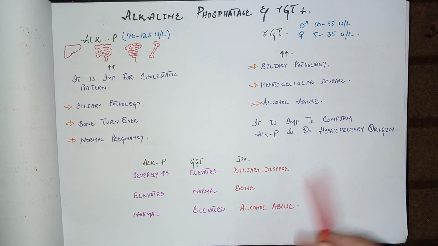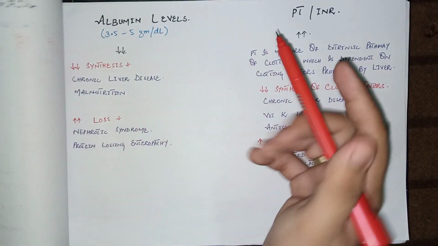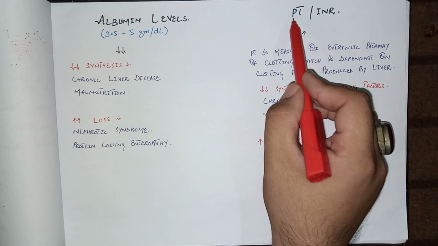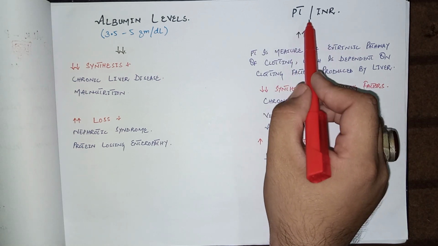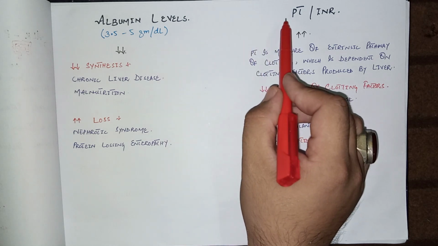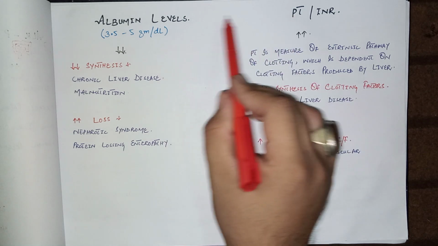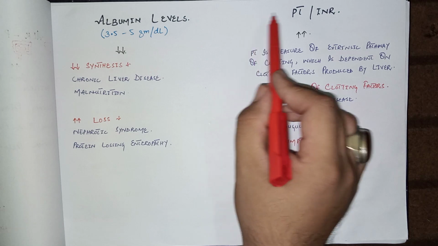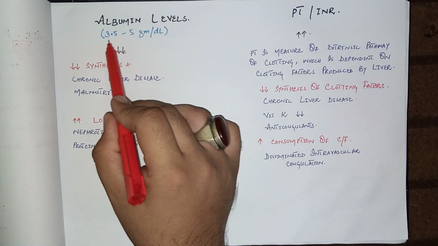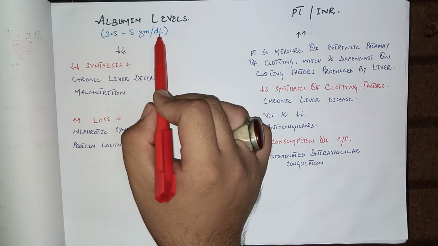Now come to the other parameters, albumin levels. Albumin, as well as PT-INR, prothrombin time and international normalized ratio. These two parameters are very important for the synthetic function of the liver. These are also included in liver function tests. Albumin levels in the normal range are 3.5 to 5 grams per deciliter.